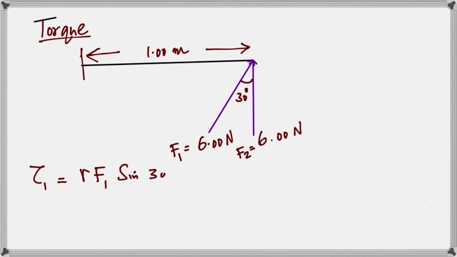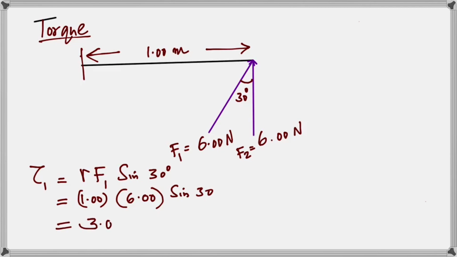But remember, oh, that's a mistake. It's not sine 30, it should be sine 60. Tell me why. Because the angle has to be taken with the door. So if this is 30, this is 60. So keep that in mind. That's a mistake, and I'm going to correct it. I'm glad I caught it.